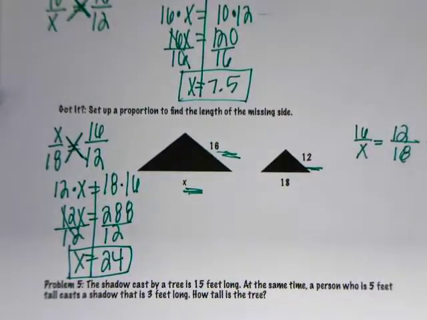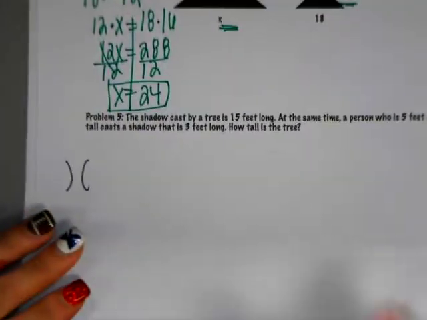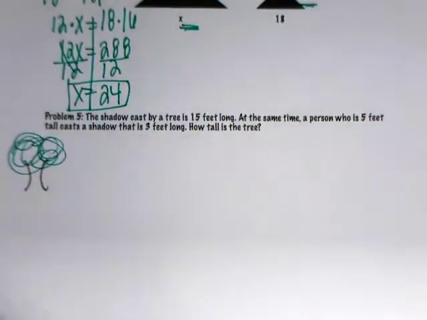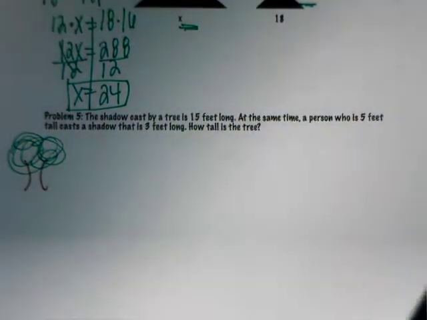Okay, so you have a tree. Oh, we can't see it. Oh, sorry. We should see a beautiful drawing. Okay, so a tree. And then we have a person.